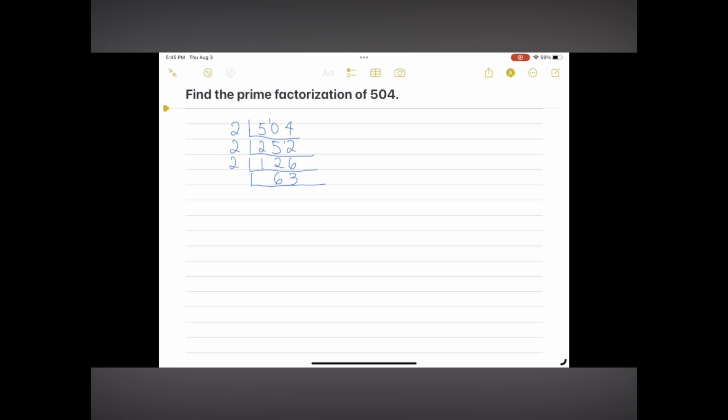63 is not even, so it's no longer divisible by 2. 6 plus 3 is 9, which is divisible by 3, so we divide 63 by 3. 3 goes into 6 2 times, and 3 goes into 3 1 time. 21 is also divisible by 3. 3 goes into 21 7 times. And now we have factored out 504 into its prime factors. We have 2 times 2 times 2, which is 2 to the third power, times 3 to the second power times 7.